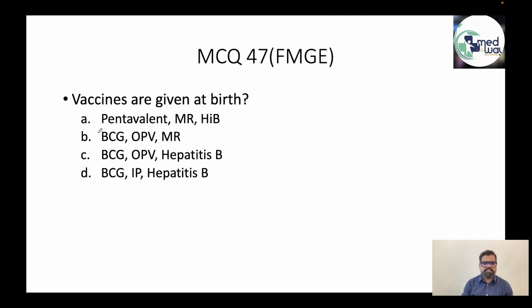Vaccines at birth. So at birth, in our national immunization schedule, we give BCG, we give OPV 0, we give hepatitis B birth dose. So the option is BCG, OPV, hepatitis B. Option is C.